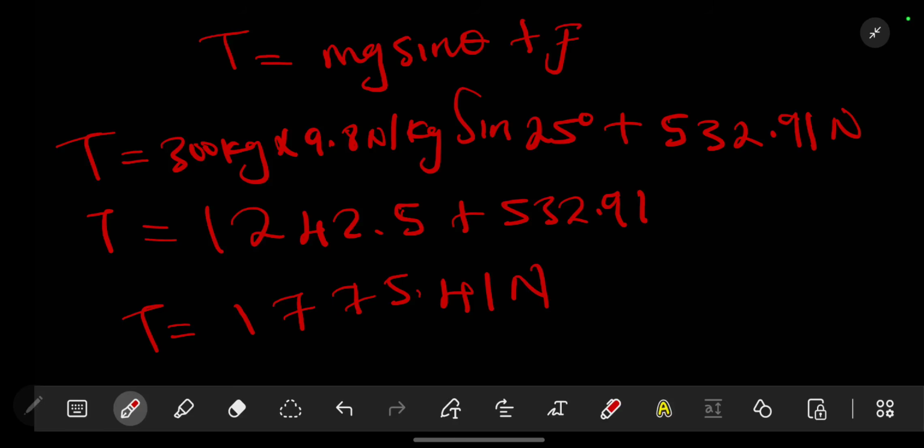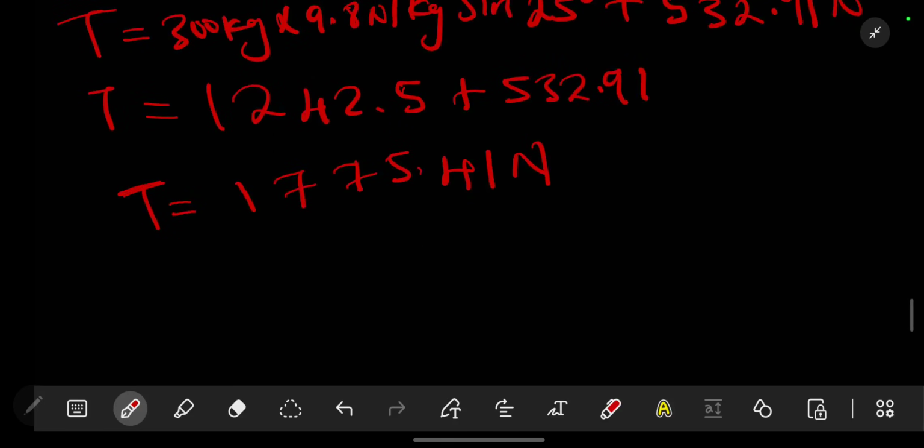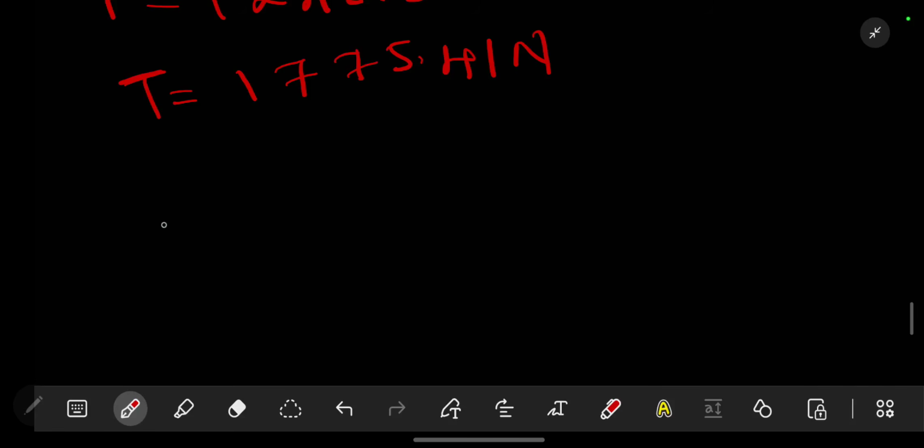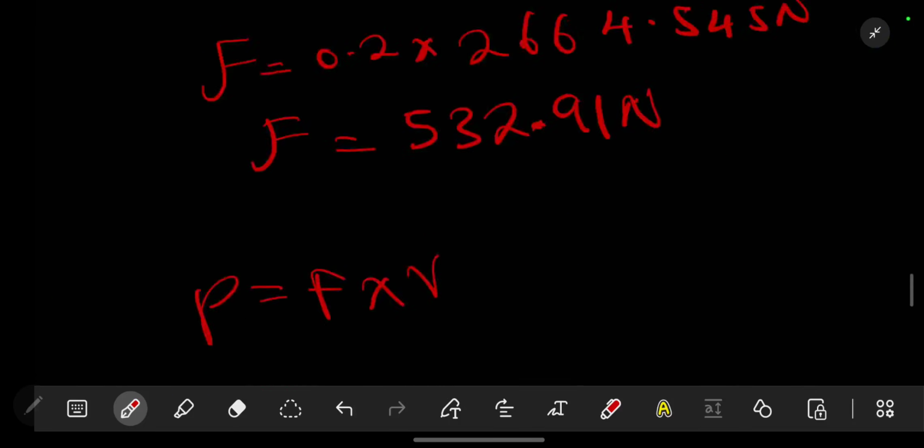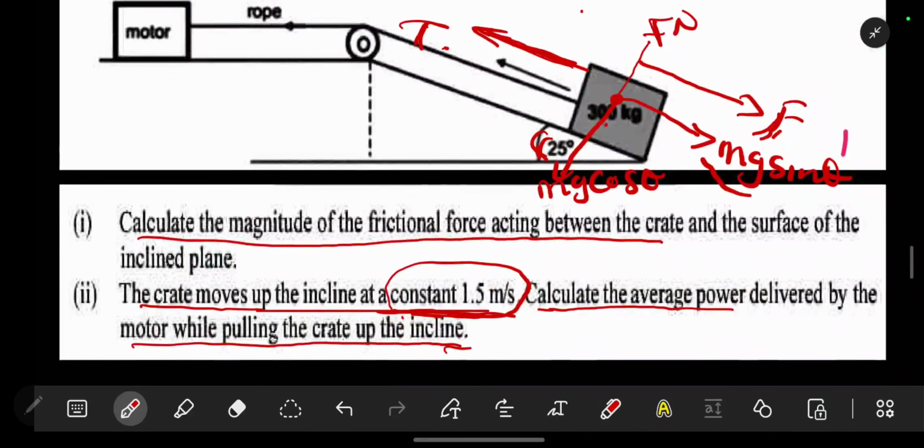So if you find your tension, or rather the force that is pulling, you will be able to say the power delivered is equal to the product of the force and the velocity, if we have constant velocity. So in this case, this force is the tension, 1775.41, times the speed. The speed is constant at 1.5 meters per second.